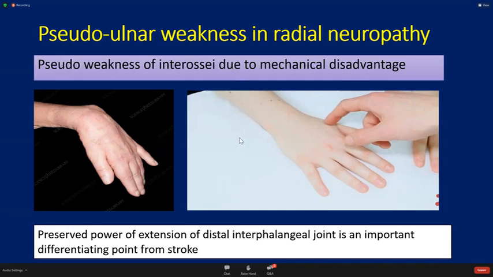The second one is how to differentiate from acute stroke. When a patient wakes up with acute weakness of the hand in the morning, which is purely motor, you may have difficulty differentiating it from stroke. The main point of differentiation is that in radial neuropathy, extension of the distal interphalangeal joint will be spared because it is done by the interossei and lumbricals. However, it will usually be weak in a stroke patient, who also has weakness of finger extension and weakness at the MCP joint.